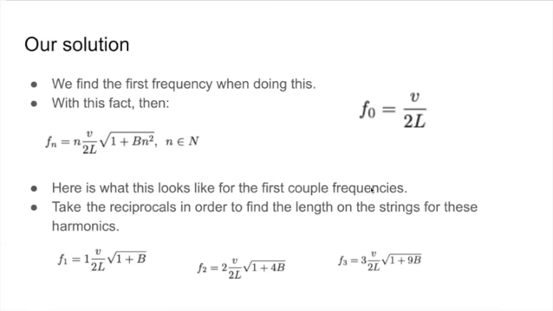The math ends up working out if we assume that k is equal to n multiplied by pi divided by the length of the guitar. And then we end up finding out that the first frequency is V divided by 2L, where L is the length of the guitar. And V is, just like earlier, the square root of the tension divided by the mass per length of string.